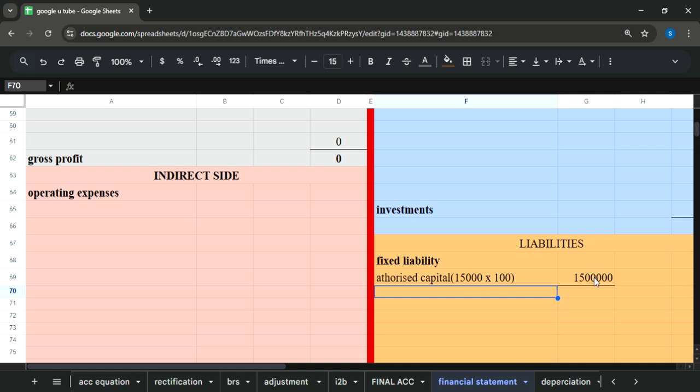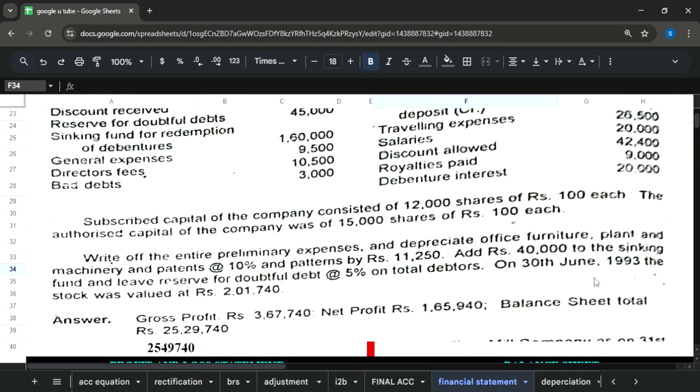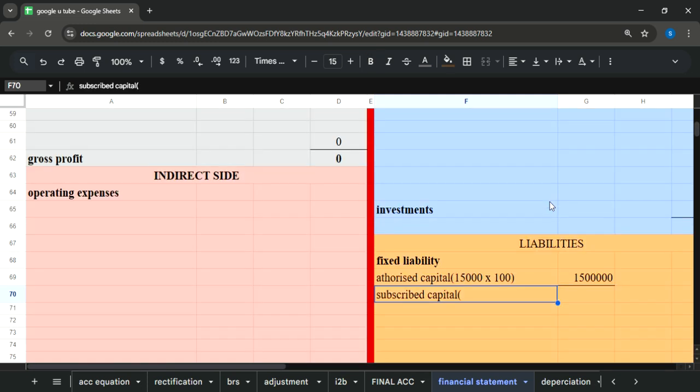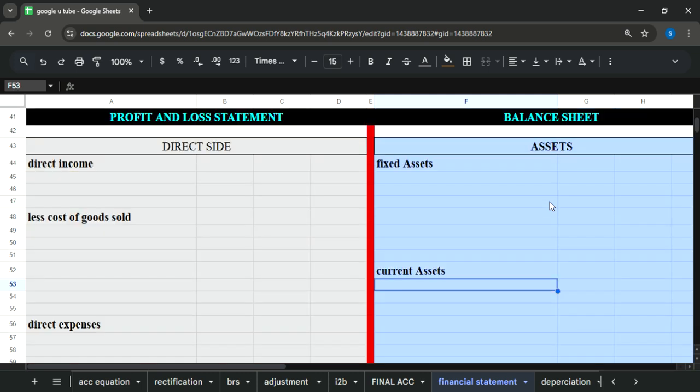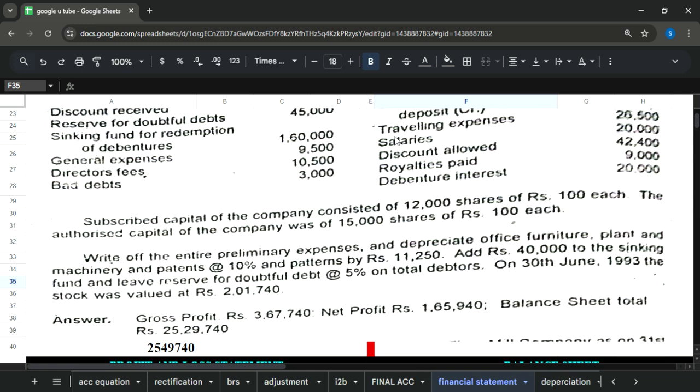Then we will write subscribed capital, and for this let's get back to the question. We have been given 12,000 shares of 100 each. So come over here, 12,000 shares multiplied by 100. In this way we have got our subscribed capital. This capital would be added on the liability side. So guys, you have seen that this capital is written at its proper place. From here proper adjustments are starting.